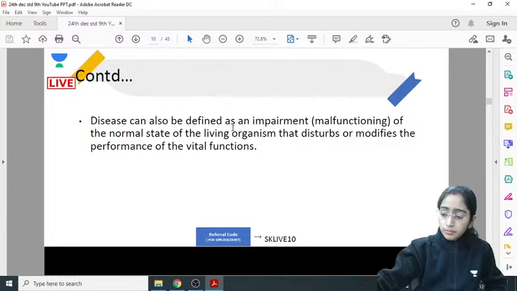Diseases can be defined as the impairment or malfunctioning of the normal state of the living organism that disturbs or modifies the performance of the vital functions. If I talk about it, all the important functions which are normally functioning, when there is an alteration from the normal functioning, then it is said to be a disease condition. Aman, Amit, all clear? What do you mean by a disease condition? Malfunctioning of the normal condition, normal function. Clear?